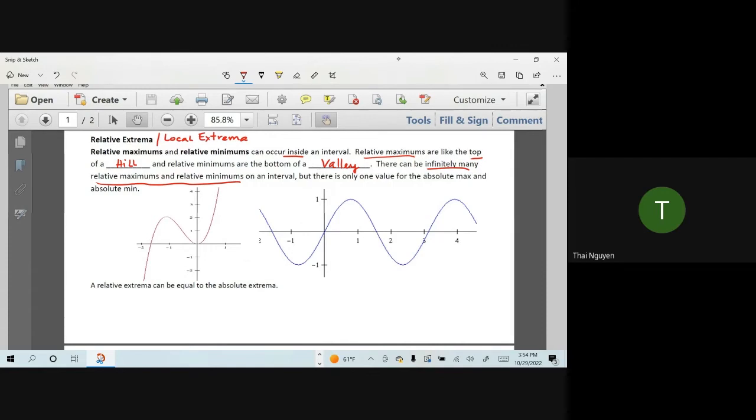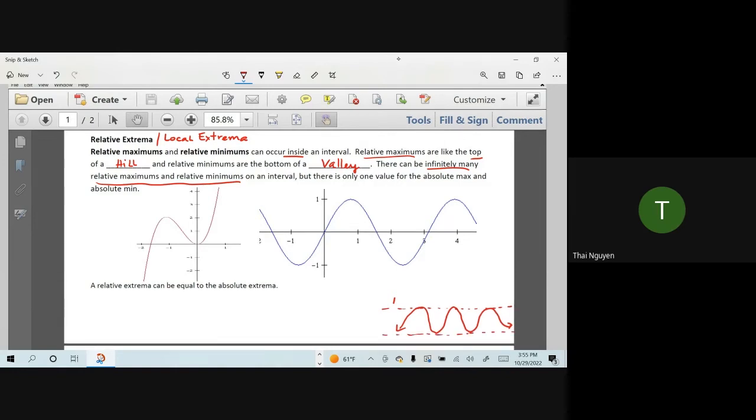So that means there are many hills and many valleys. So it's up and down. There can be infinitely many relative max or local max and local min on an interval. But there is only one absolute max or absolute min. Okay, only one absolute max and absolute min.